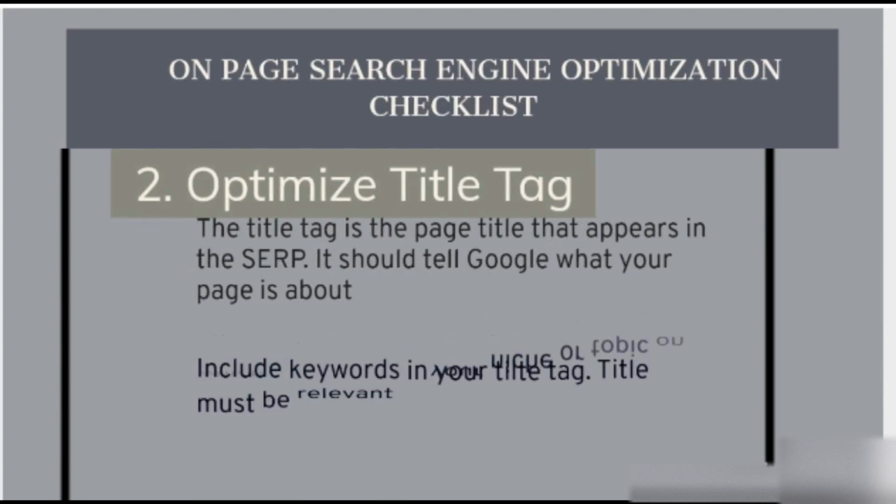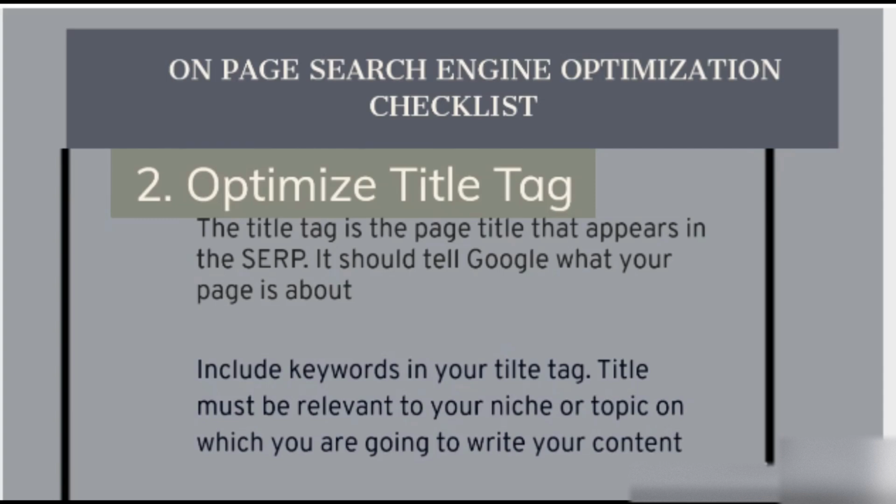Next is the title tag. The title tag is the page title that appears in the SERP. It should tell Google what your page is about. Include keywords in your title tag. Your title must be relevant to your niche or topic on which you are going to write your content.